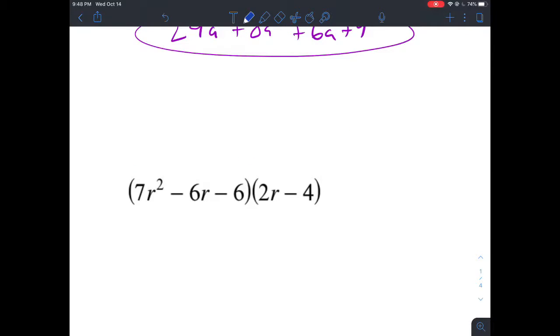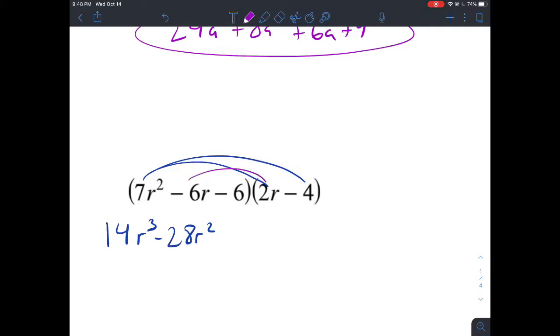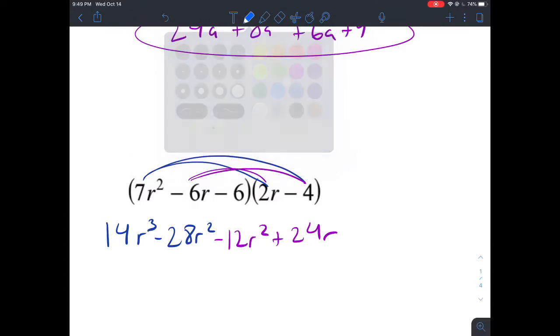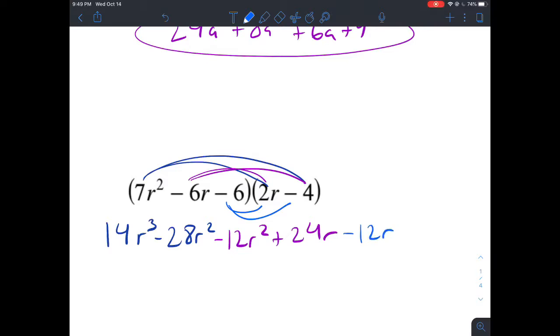So we're going to go ahead. Our first guy needs to go visit everyone in the second group. So I'm going to get 14r cubed and negative 28r squared. Then we're going to have our negative 6r go visit everyone. So we end up with a negative 12r squared and a positive 24r. And then we've got our negative 6 going to visit everyone. So we get negative 12r and a positive 24.